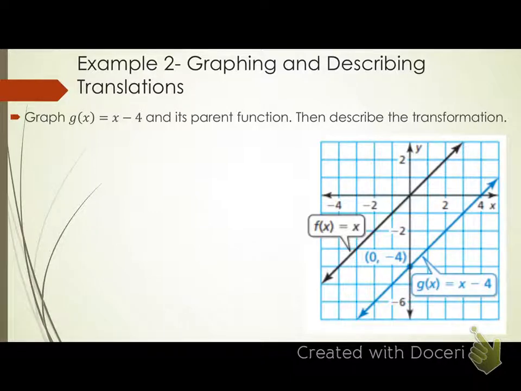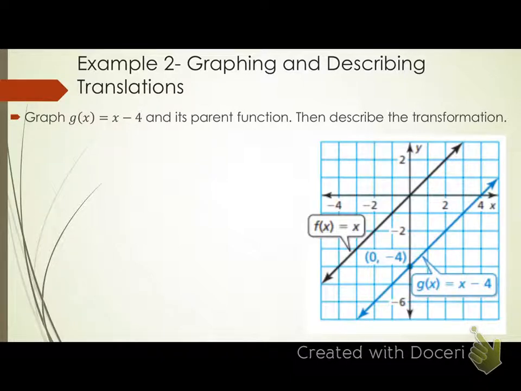Wouldn't you put the dot on 4 and then make a line? Why did you put a dot on negative 4? Because you said plus 4. G of x equals x minus 4? Oh, never mind. Then yeah, it would be on negative 4.